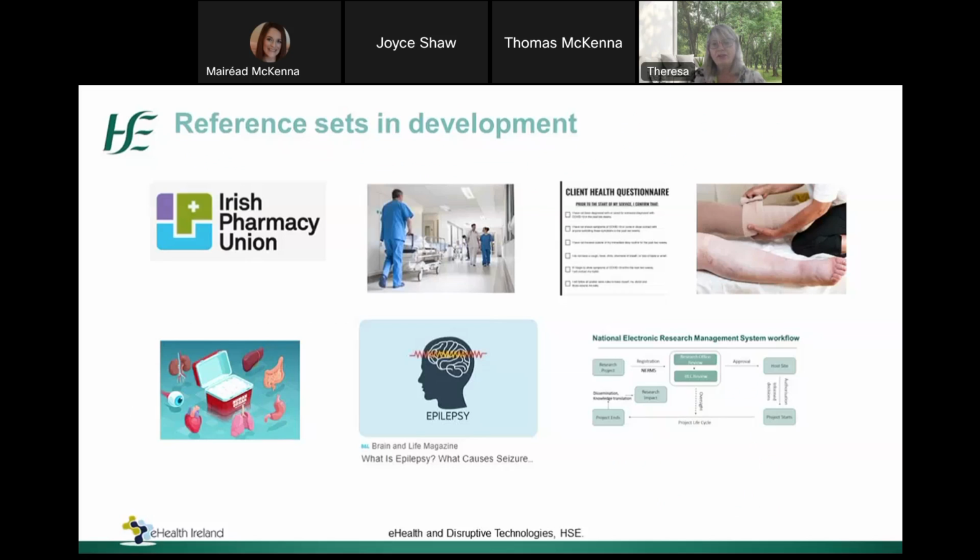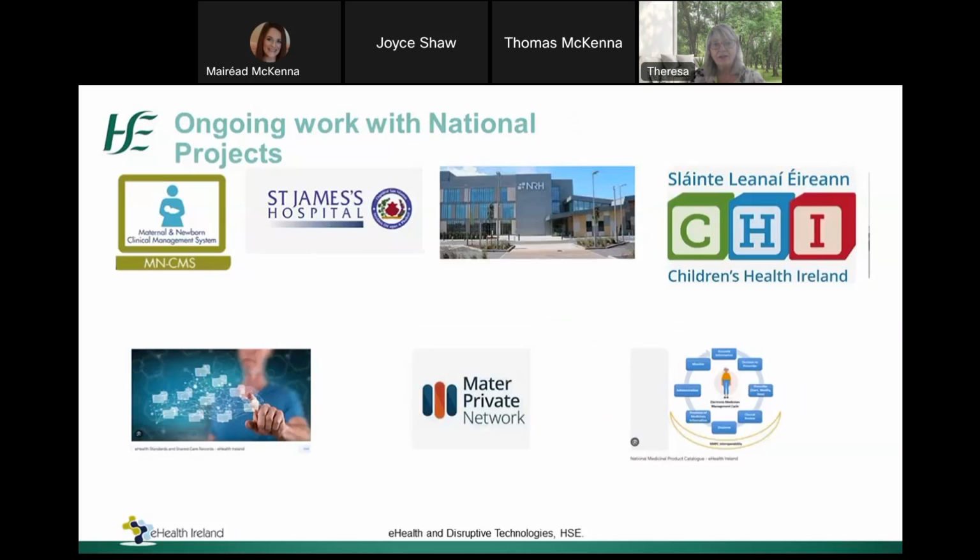These have all come through the DSMP, and these are all data sets that we are standardizing. Ongoing work we're doing is with the MNCMS. They use SNOMED and St. James's in their systems, and they're going to be updating the versions they have of SNOMED later this year, so we're working closely with them.